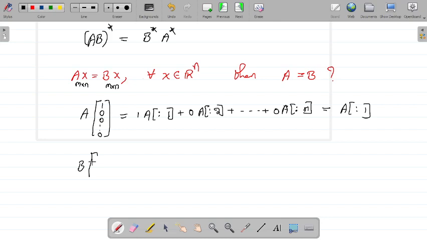So now I'll ask you to prove this. Prove that if Ax equal to Bx for every x in Rn, then A equal to B. So this is the proof you can see. We showed that the columns are equal, therefore the matrices are equal.